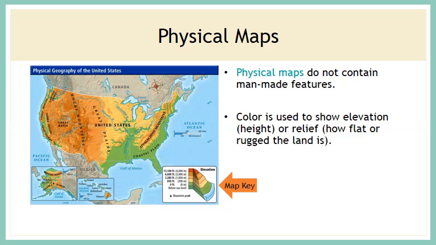Here is another example of a physical map. Physical maps do not contain man-made features, like roads, like we saw in the state of Pennsylvania map. Color is used to show elevation, which means the height, or relief, how flat or rugged the land is. When you're looking at a map, make sure you always look at the map key to understand what the map is showing you.